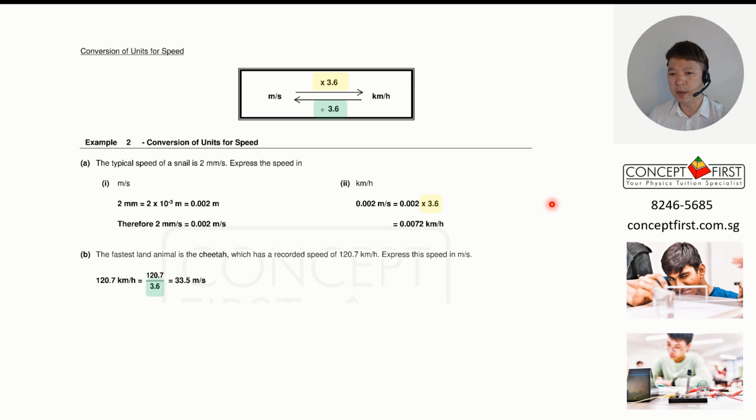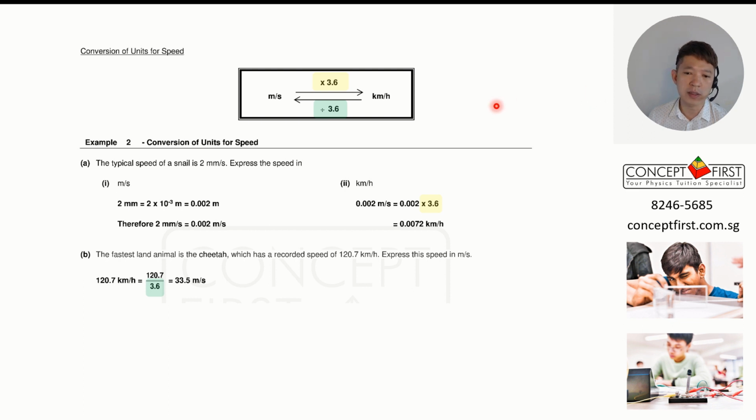Now let's go to this small portion on the conversion of units for speed. Now to convert the meter per second to kilometers per hour, you follow this orange box, you multiply 3.6. Now I'm going to skip the mathematics behind why we multiply 3.6. Okay, so here we're just concerned with getting it done. In kilometers per hour to meter per second, you divide 3.6. So you read example 2, you can pause the video and read example 2.